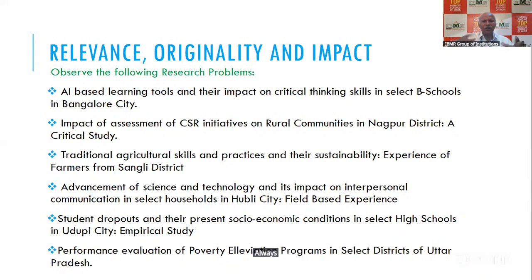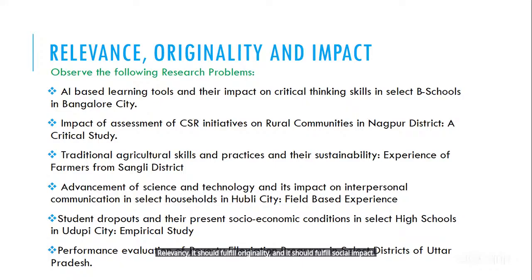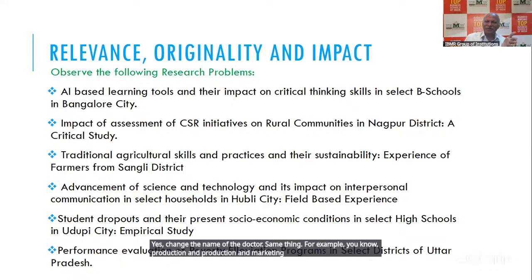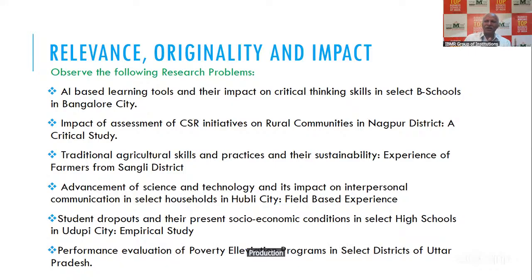Always we have to focus on this. Whenever I choose a topic, it should fulfill relevancy, it should fulfill originality, and it should fulfill social impact. Some people take the same topic and just change the name of the city. The topic remains the same. For example, production and marketing of grapes in one particular place. Then the same production and marketing, only grapes is deleted, chili is added. See, the entire thesis will remain the same.